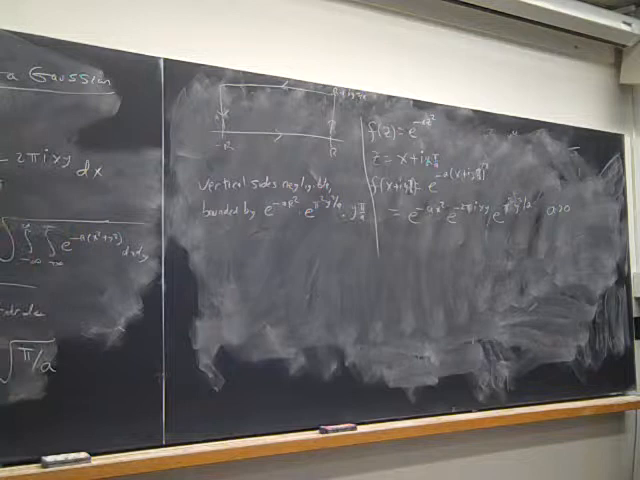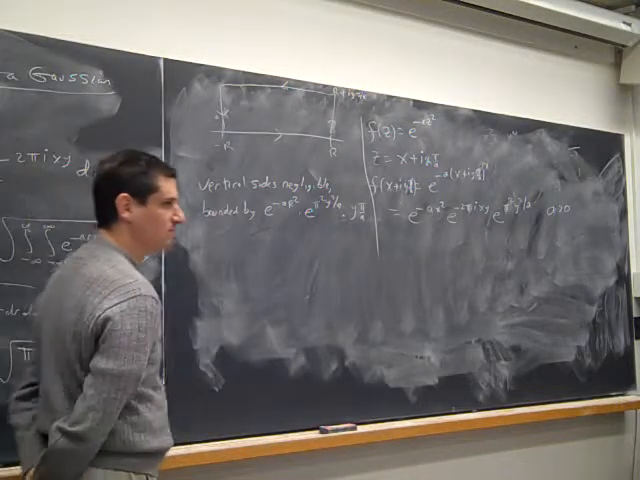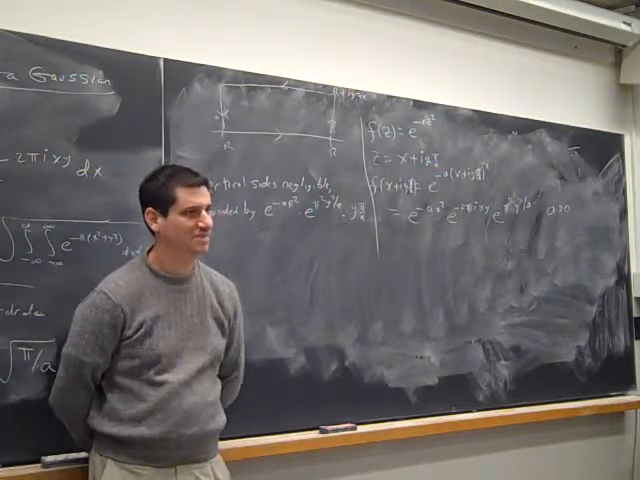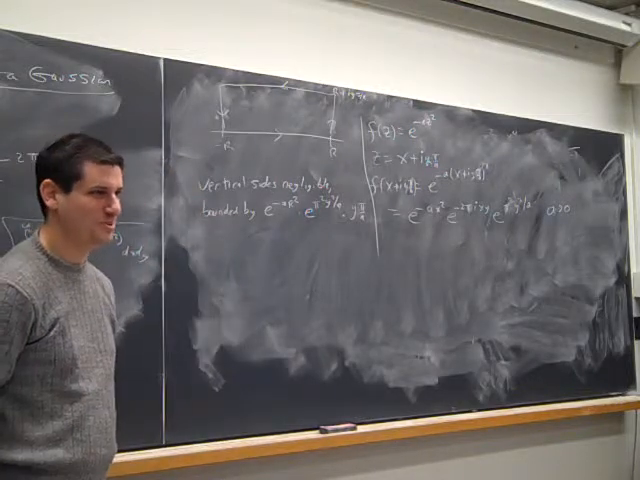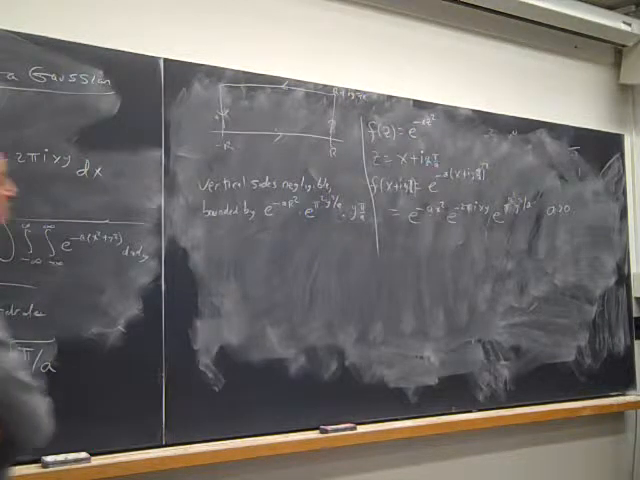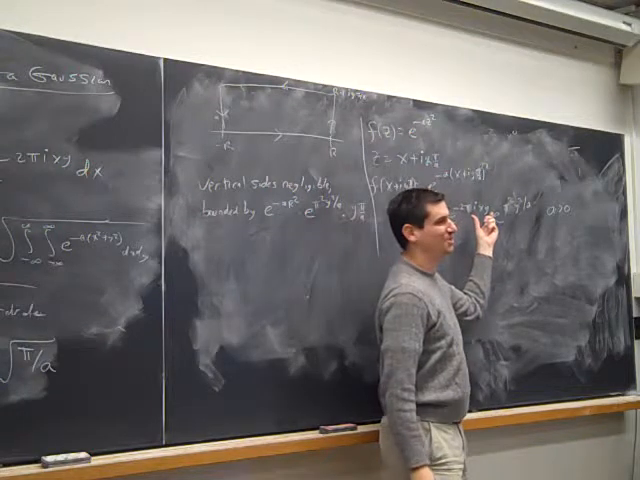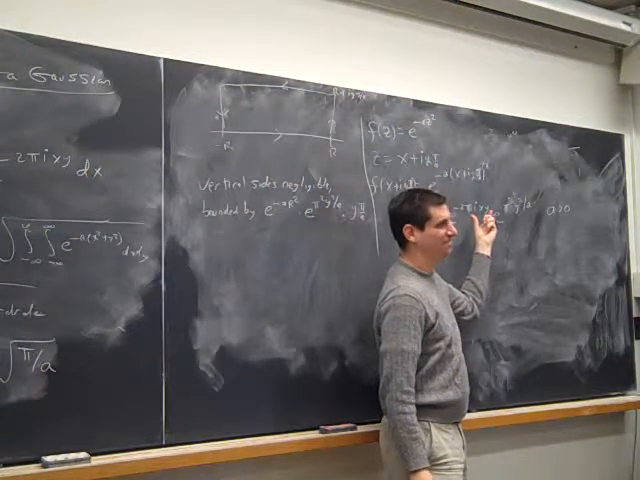Alright, it's been a long time since we've done a contour integral. What does Cauchy's theorem tell us? Where did the middle term go in your bound? What's the absolute value of the middle term? 1. Yeah, that's right, 1.